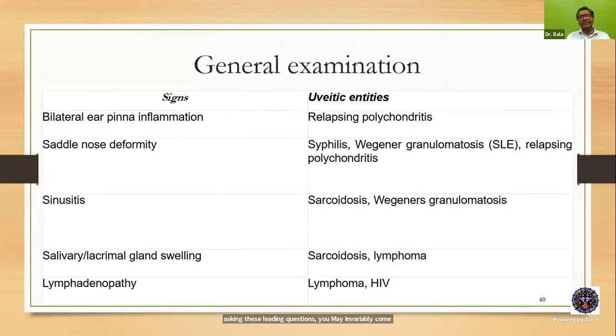So as I said, I'll cover some of the general examination pointers. When you do a general examination, there could be pinna involvement like relapsing polychondritis, saddle nose deformities, sinusitis, salivary or lacrimal gland swelling, lymphadenopathy.